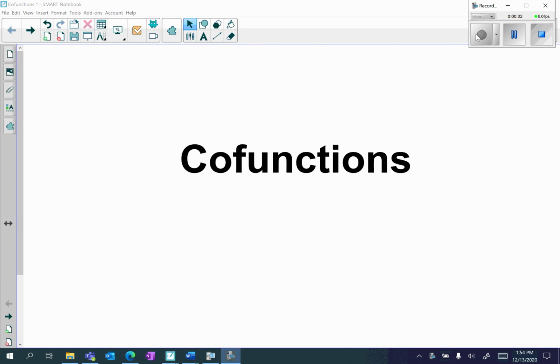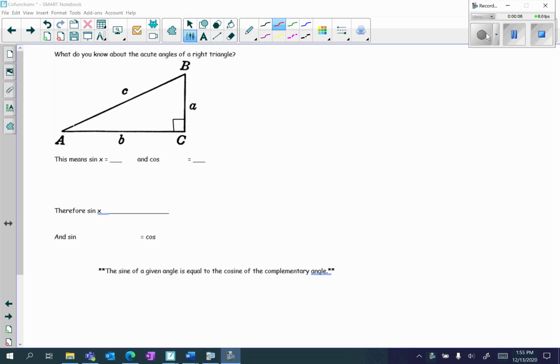Hi everyone, in today's video we're going to be discussing cofunctions. What do you know about the acute angles of a right triangle? Remember that word acute meaning less than 90. So if I have a 90-degree angle at angle C, what do I know about angle A and angle B?